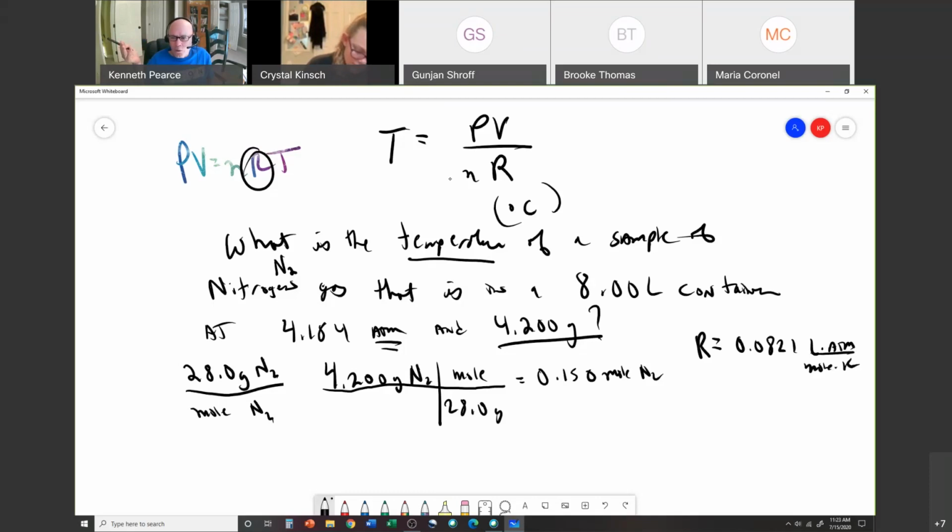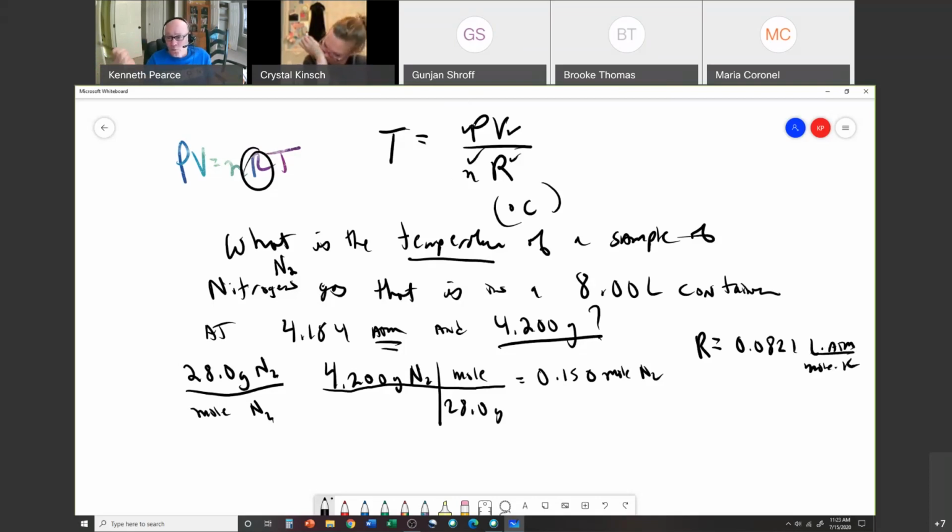All right, remember, this is a pro tip, right? How do you pick your R? You pick your R based on the units. That's how you pick your R. And so now what? Well, let's see. I got the pressure, no problem there. I got the volume, that's 8.00 liters. I just found the moles, and I have my R, so I'm all set.